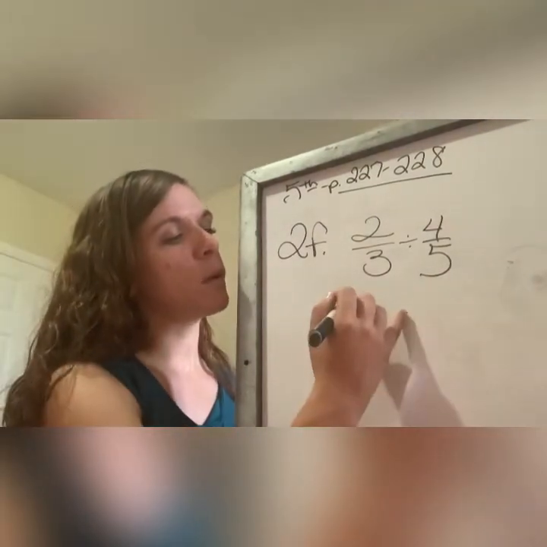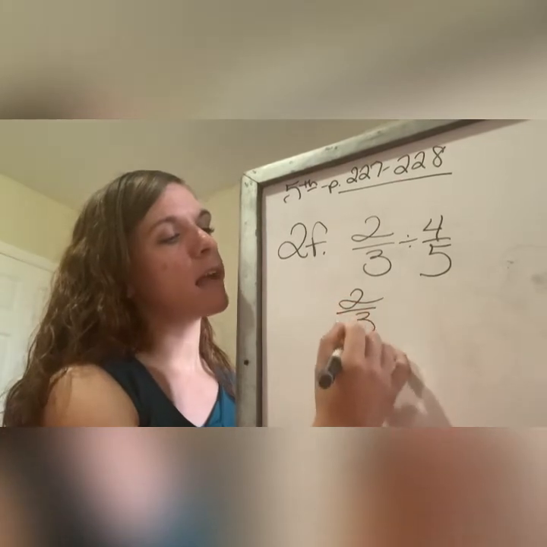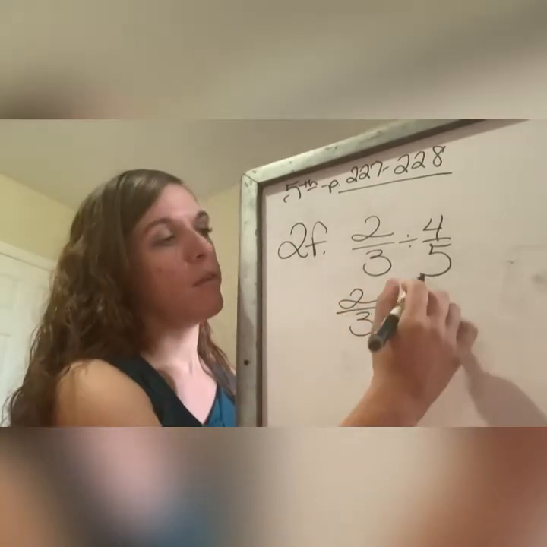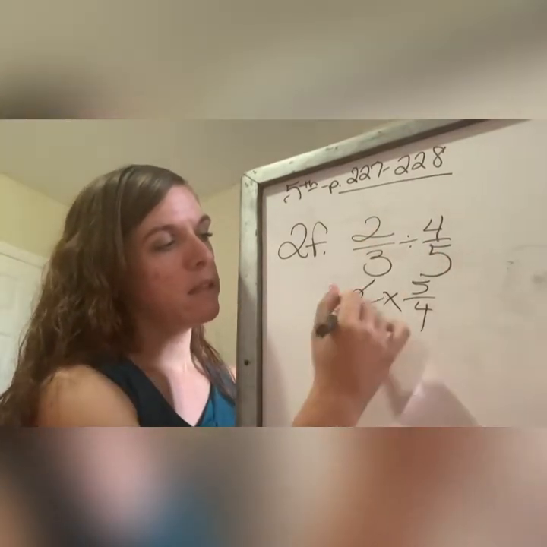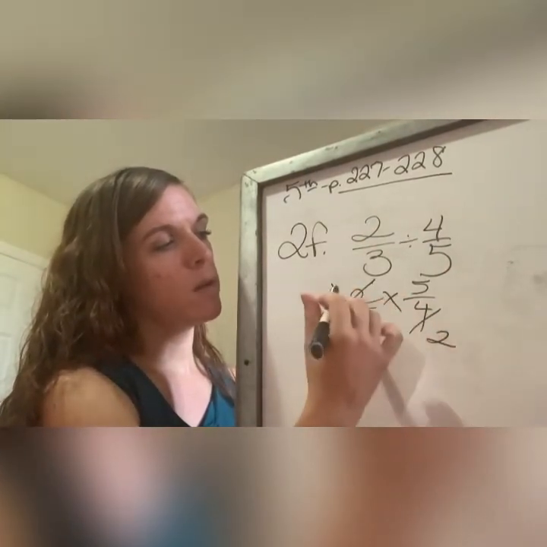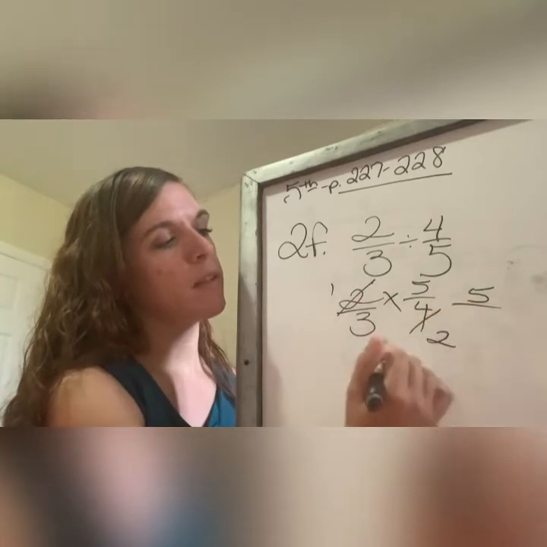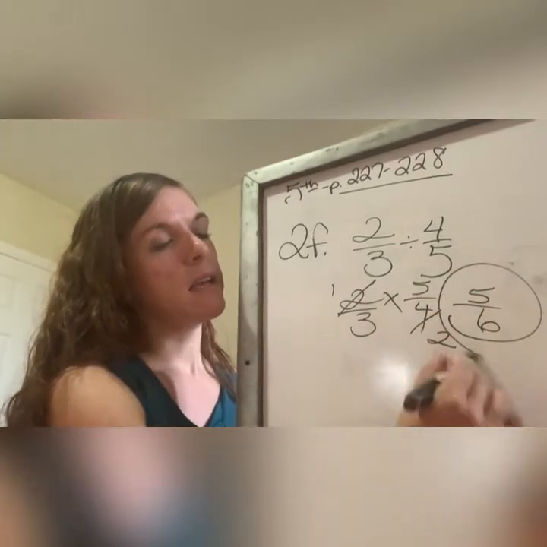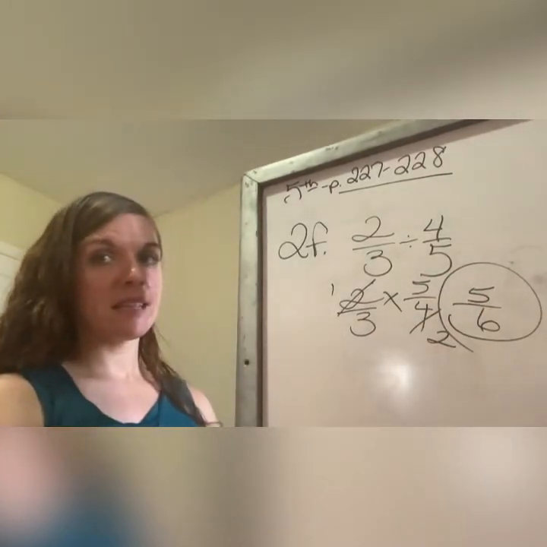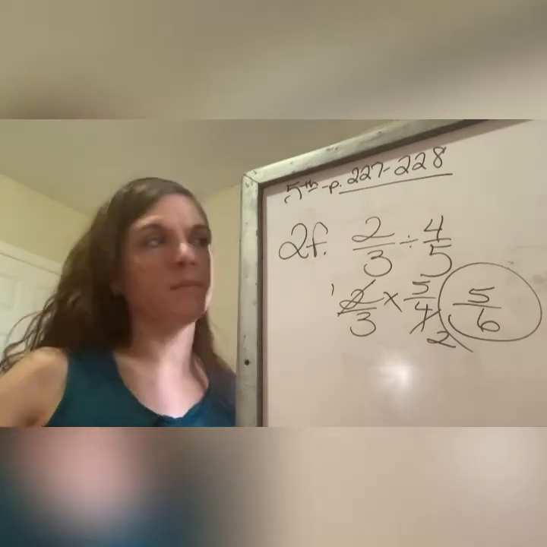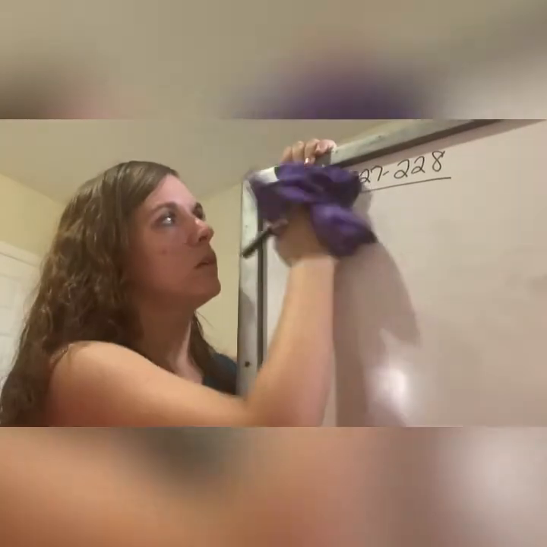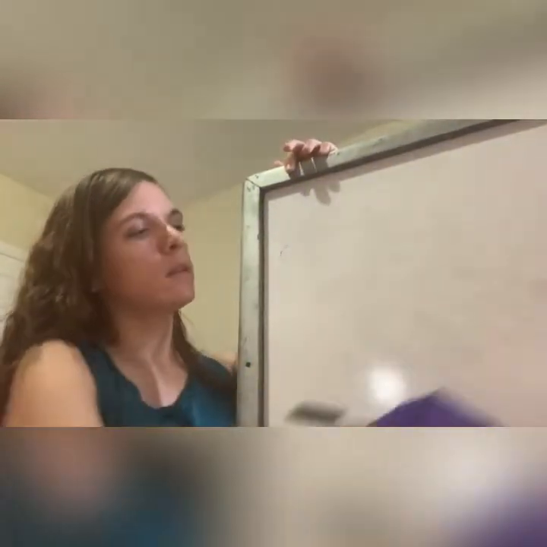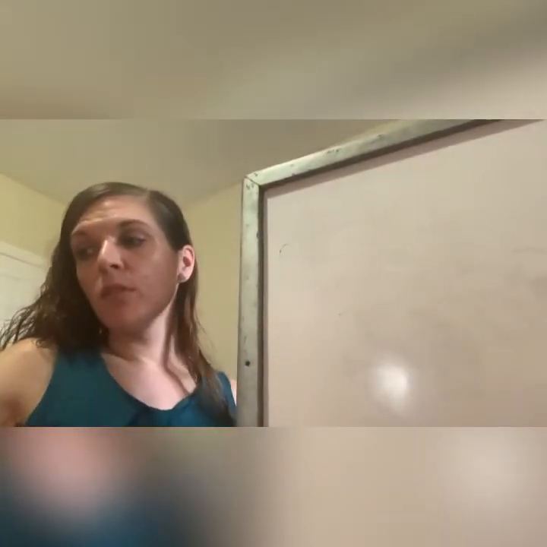Okay, Andres, what are we flipping? It's going to be 2/3 times what, buddy? 5/4 for the flip-flop and multiply. Then this divided by this is going to be 2 and 1. 1 times 5 is 5. 3 times 2 is 6. And our answer is 5/6. Okay. There we go. Look at number 3.